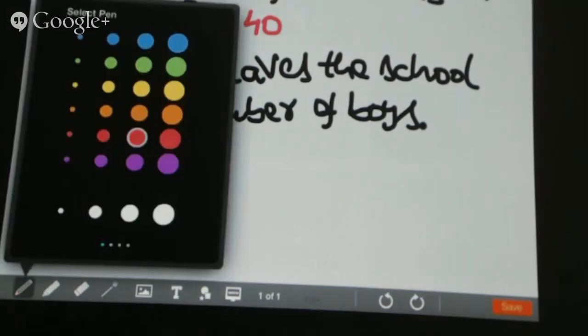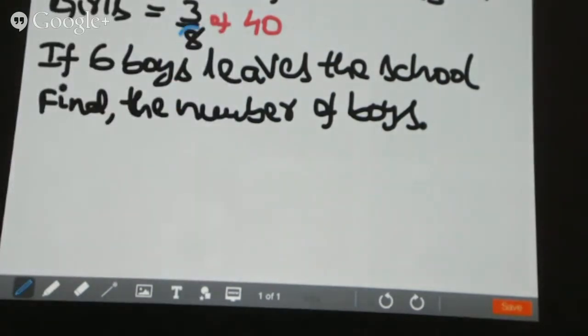If I am taking 8 parts, can you divide 40 by 8 or not? Yeah, 5. It goes 5 times. So 3 times 5, how much? You get 15. Now please pay attention.